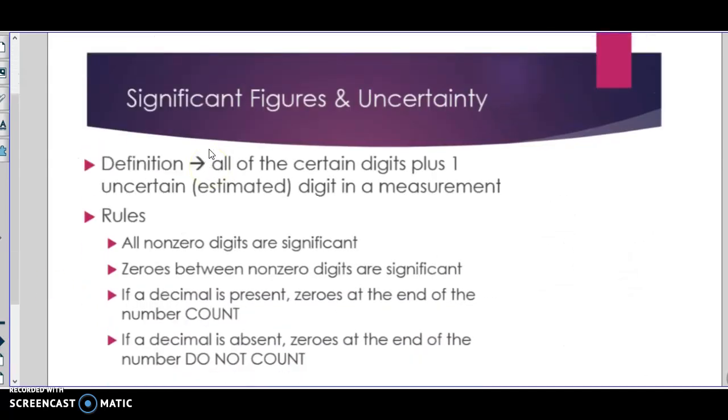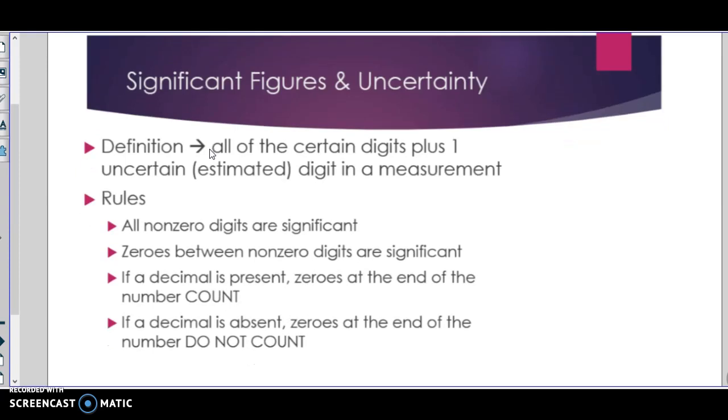Let's move on and start talking about significant figures. Significant figures are all of the certain, definite digits plus one uncertain or estimated digit in a measurement. Here are the different rules for identifying significant figures. All non-zero digits are significant.